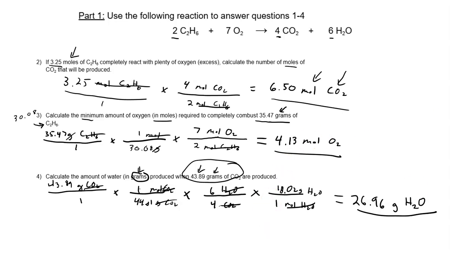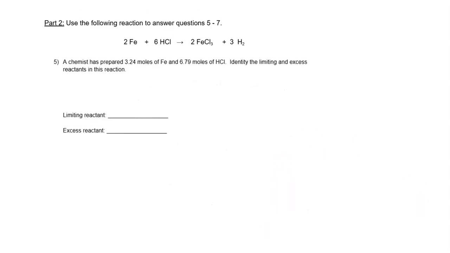All right, moving on to part 2. So it says use the following reaction. So we got iron and hydrochloric acid reacts to form iron chloride and hydrogen gas. Okay, so a chemist has prepared 3.24 moles of iron and 6.79 moles of HCl. Identify the limiting and excess reactants.